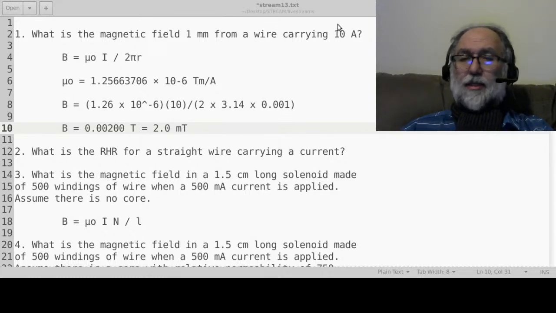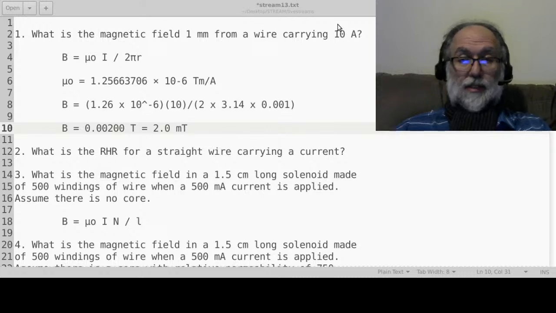But it's not a huge number. Okay, it's something that's doable in the lab. All right, there's our first problem. It's a very easy problem.